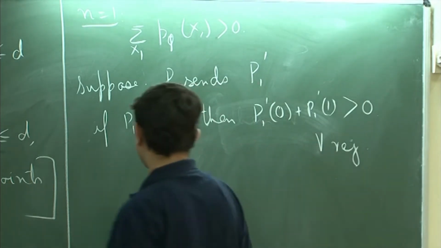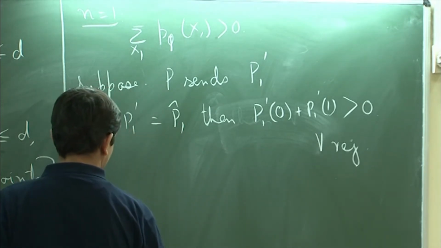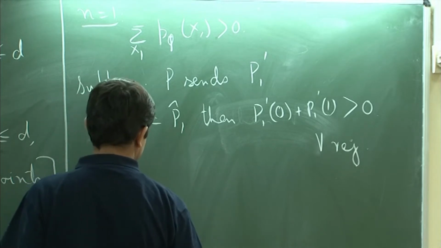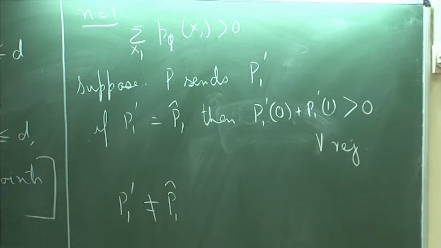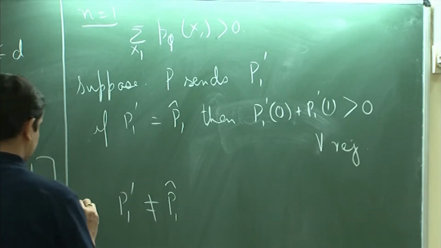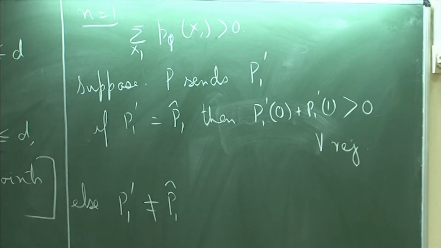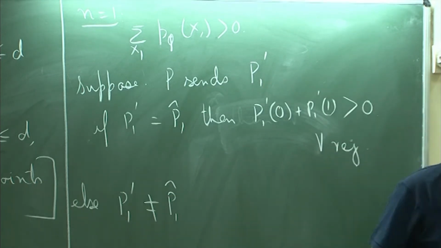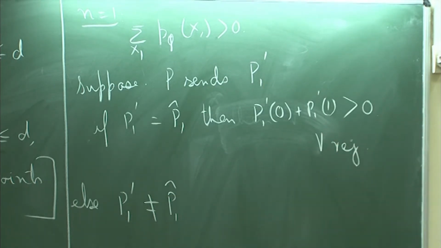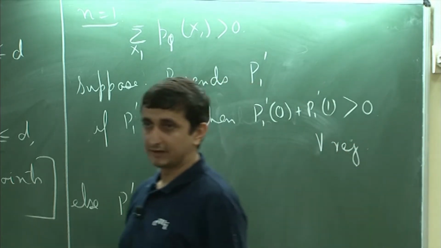Suppose the polynomial that he sends is not equal to p1 hat. So, what happens in this case? Maybe it is 0. Yes, if he sends a different polynomial, then it may be the case that p1 prime(0) plus p1 prime(1) is equal to 0. We do not know, there can be many polynomials which satisfy that equality.